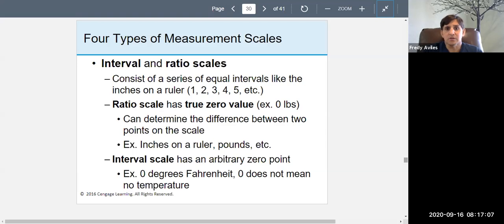Now, what can you do with these, okay, with these interval and ratio scales? So first with the ratio scales, okay?